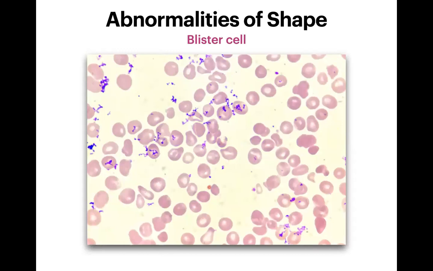So here again you can see these irregularly contracted cells are also here. They are like spherocytes but not round in shape. So all these things indicate oxidant damage.